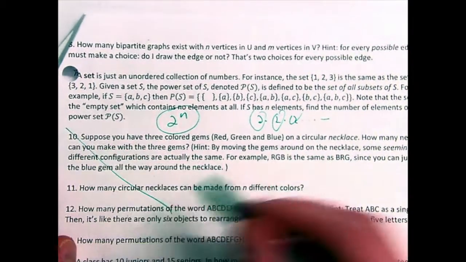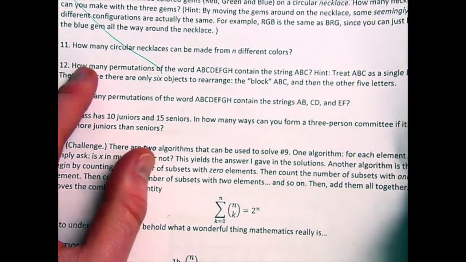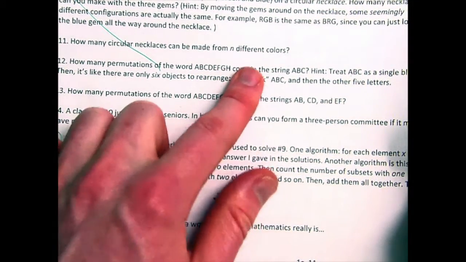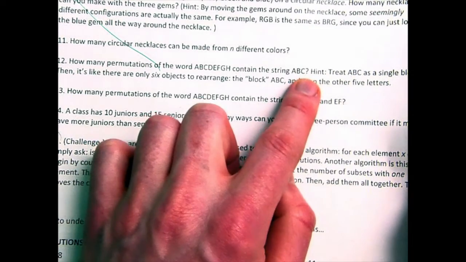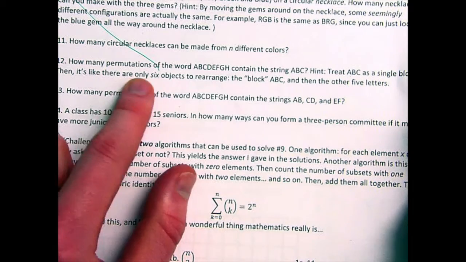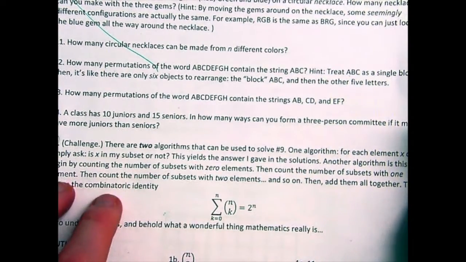I think I'll skip 10 and 11. They're a bit less important, but I do want to talk about 12. How many permutations of the word A, B, C, D, E, F, G, H contain the string ABC? And I give you a hint: you should treat ABC as a single block. Then it's like there's only 6 objects to rearrange: the block ABC and then the other 5 letters.